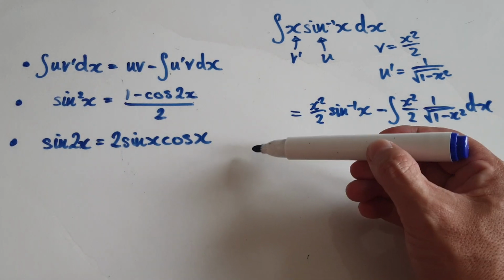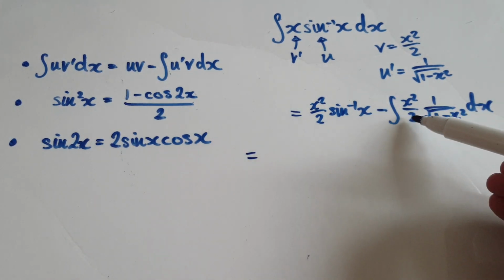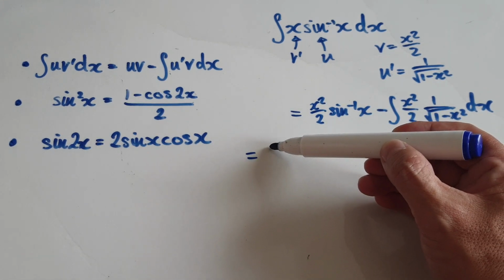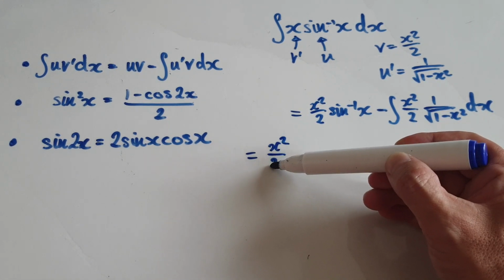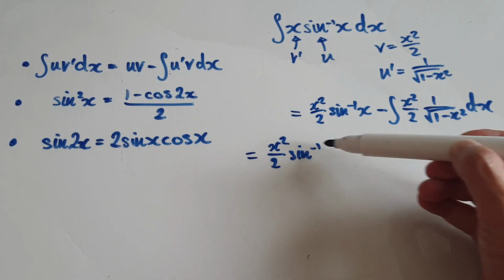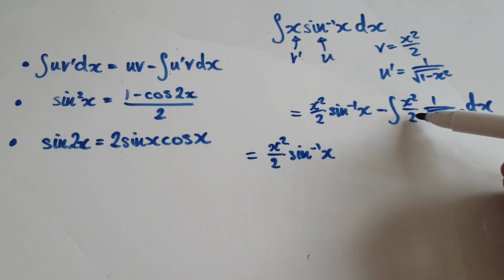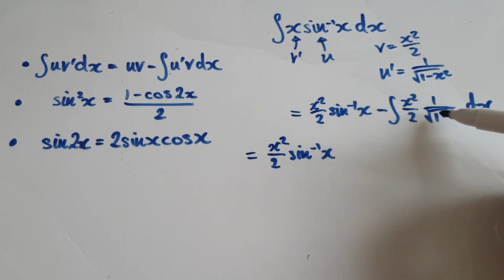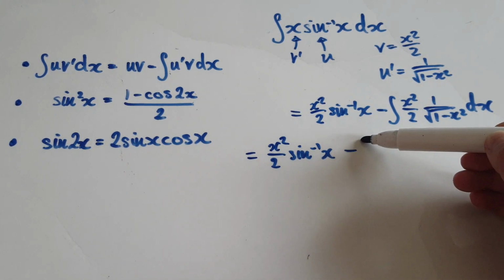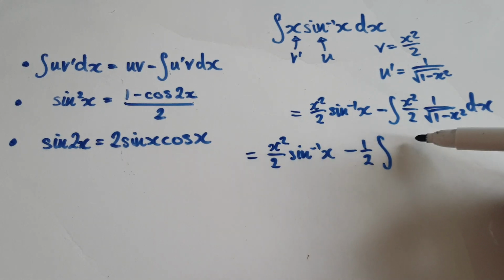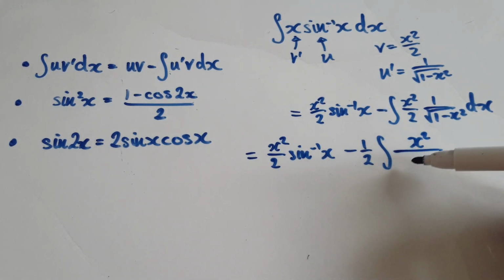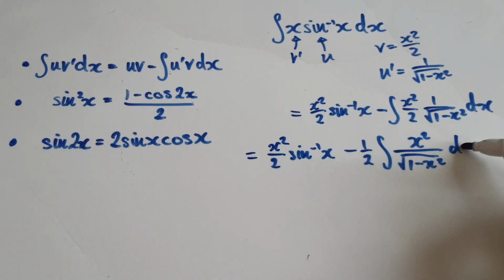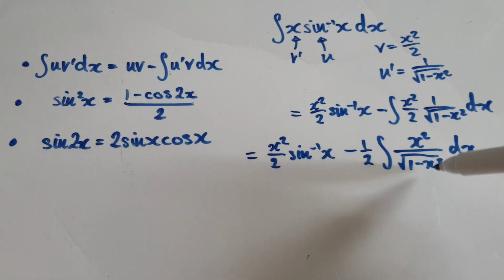Okay, so now we can clean this up. Factor out the half. Let me carry this thing down, inverse sine x, and then drag out the half and multiply the two fractions together. So that would be minus a half integral x squared over root 1 minus x squared dx. So now use trigonometric substitution.